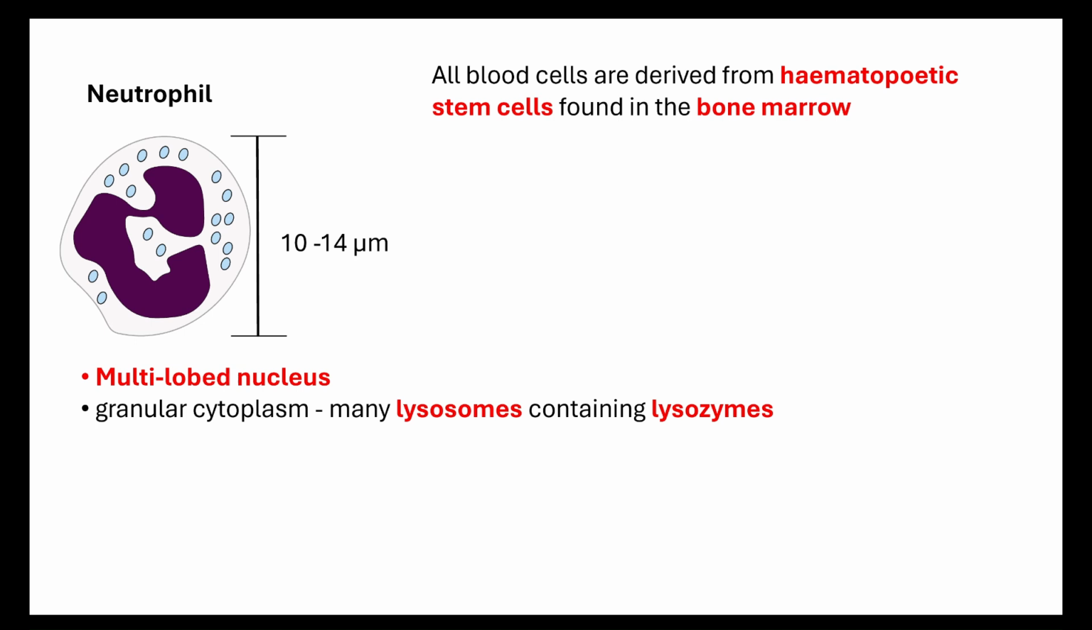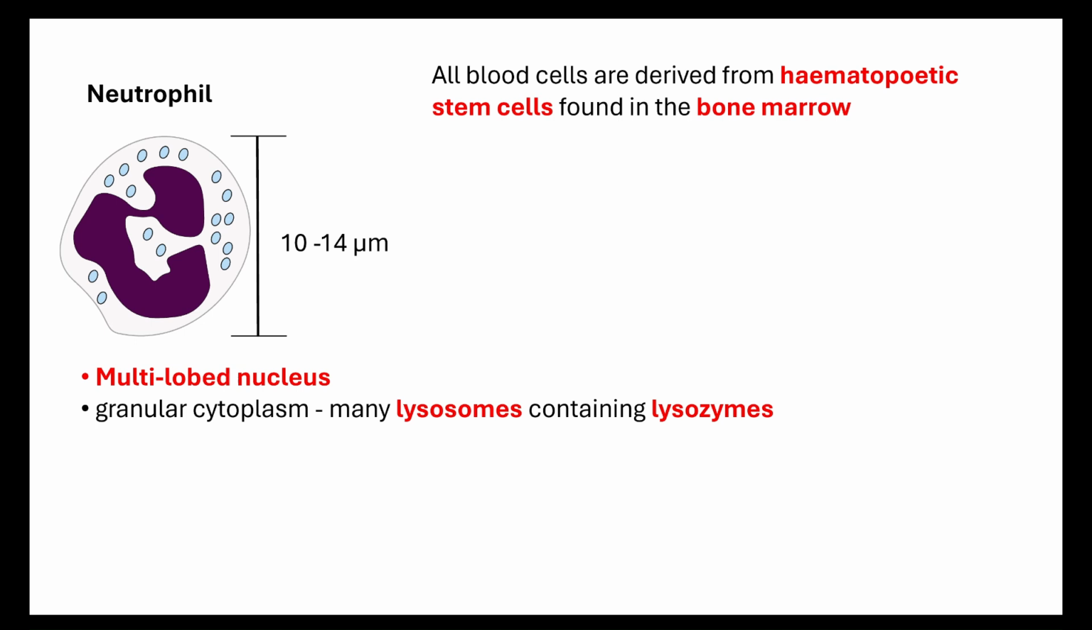So as it was differentiating, that was one part of that differentiation process, and we can identify that if we look at a blood smear. The other thing that's an identifying feature is that it contains this granular cytoplasm. Now, that's because it has many lysosomes. Now, lysosomes are membrane-bound organelles. They are found inside the neutrophil and they contain lysozymes, and these lysozymes are digestive enzymes.